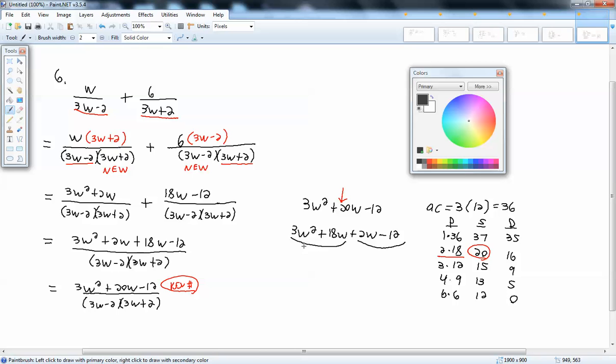Okay. If I try to factor out a 3w, then that gives me w plus 6. If I factor out a 2 here, that gives me w minus 6. Notice how this parentheses does not match that. It doesn't work. And actually, I notice that my last term is a negative, which means the number I circled had to be in the difference column anyway. Okay, so it doesn't factor. All that work for nothing.